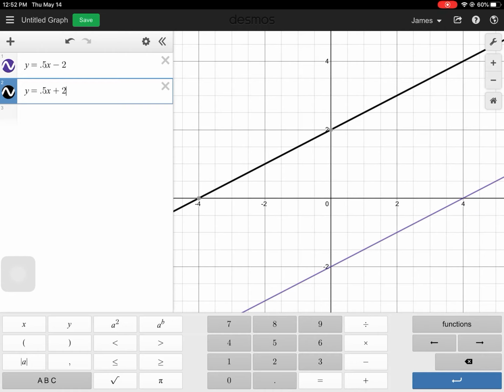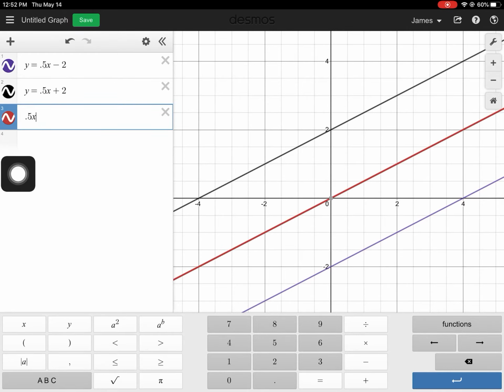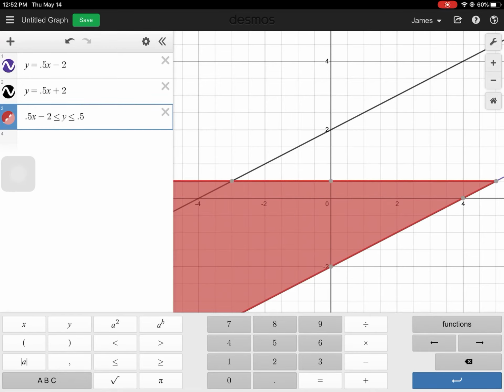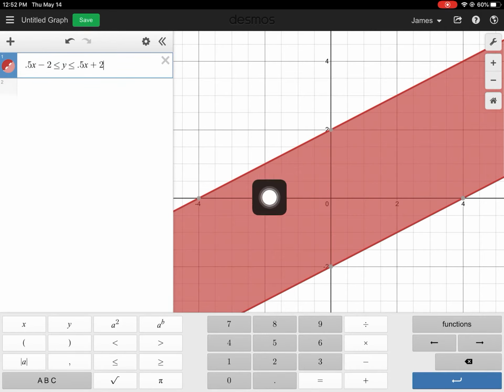If we want to shade between the two, let's rewrite this, putting the bottom function on the left. The bottom function is 0.5x minus 2, less than or equal to y, less than or equal to 0.5x plus 2. So what we're saying is I want to shade all the values of y that are below this graph, because y is less than that graph, but above this one because it's greater than that. So it's giving us all the values that are in between.